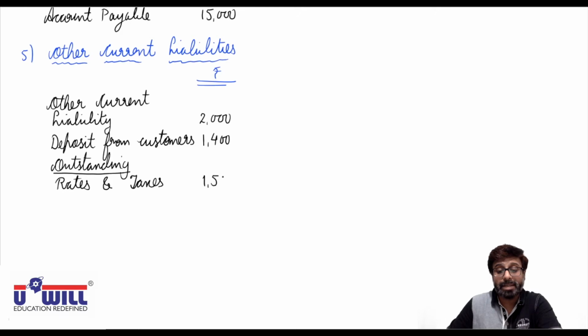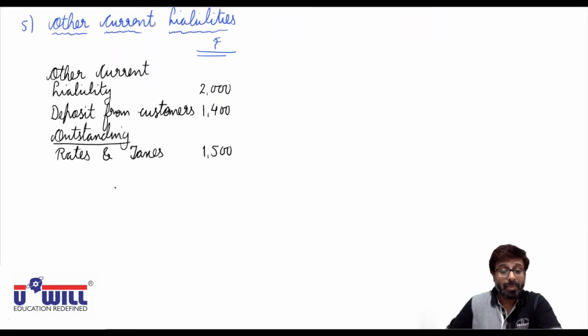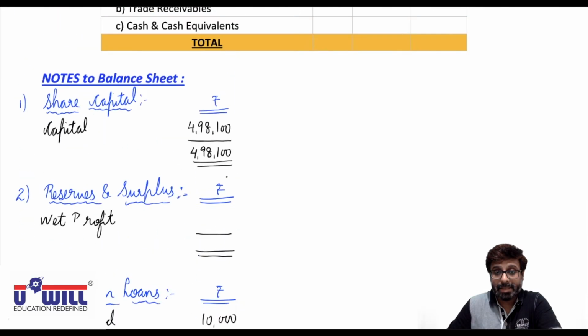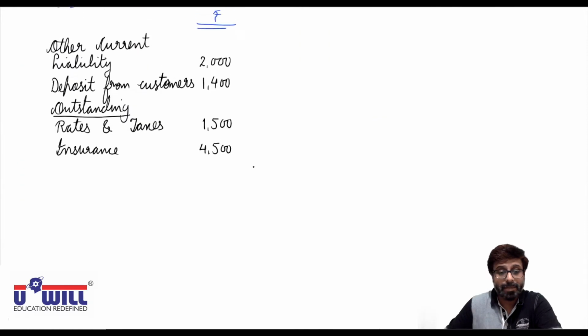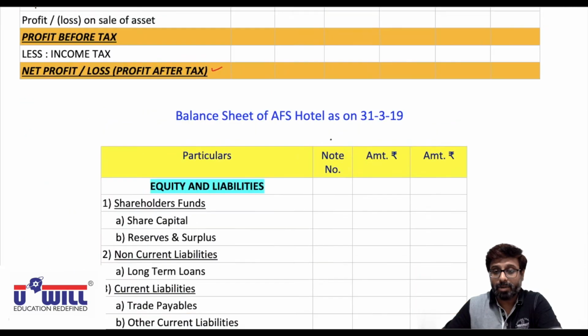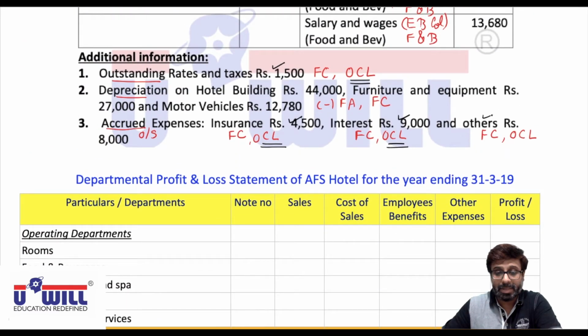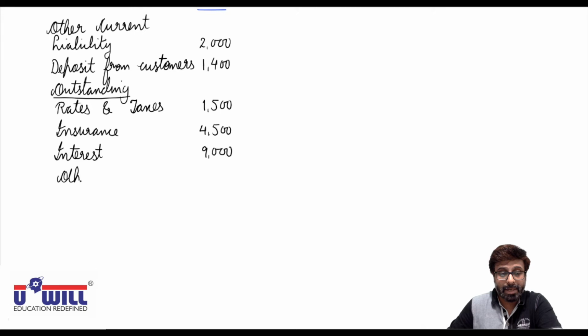Then which other outstanding expenses do we have in adjustments? Adjustment 3. Insurance of 4500 is also marked as OCL. Outstanding insurance 4500. Then same adjustment 3, after outstanding insurance, what else is marked? Interest of 9000 is also marked as OCL. So outstanding interest 9000. Then after outstanding interest, outstanding other expenses of 8000 are also marked as OCL. So outstanding other expenses 8000.